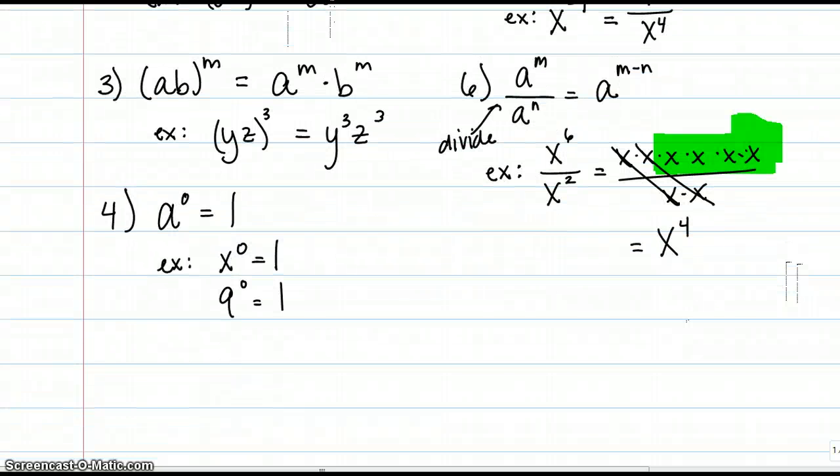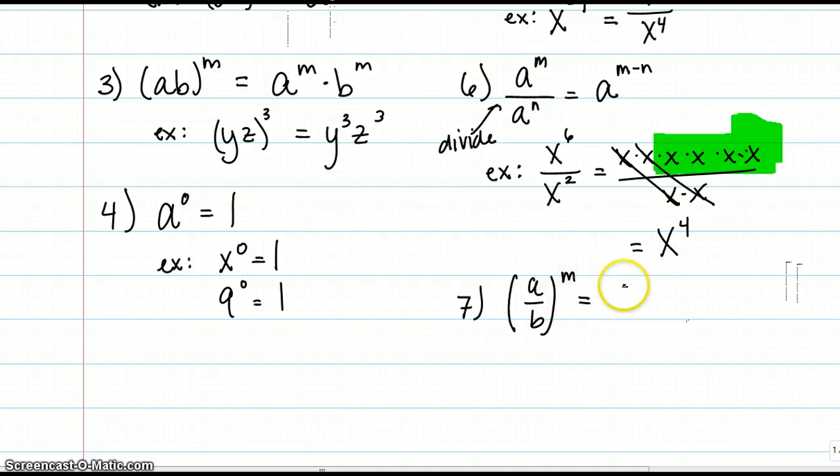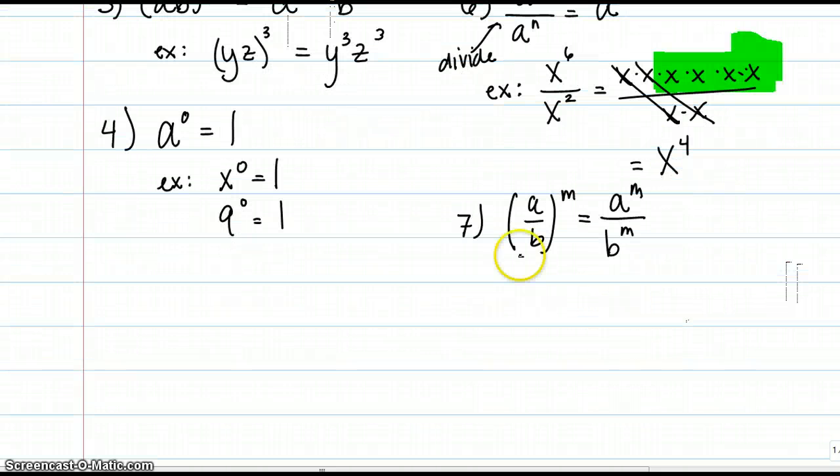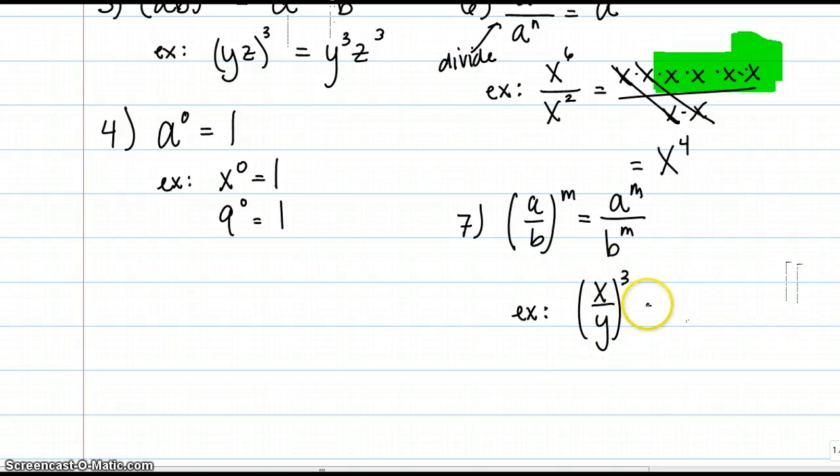And then the last one, which is similar to rule number 3, if you have a fraction, a over b, to the m power, you can take each part of the fraction and raise it to that power. So I have a to the m power over b to the m power. So, for example, if I had x over y to the third power, I would have x to the third over y to the third.